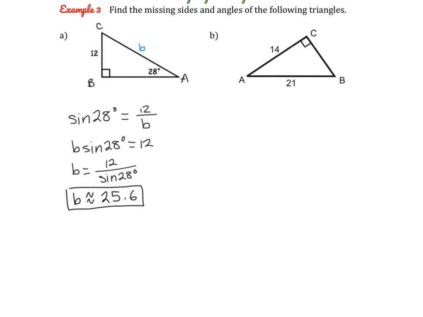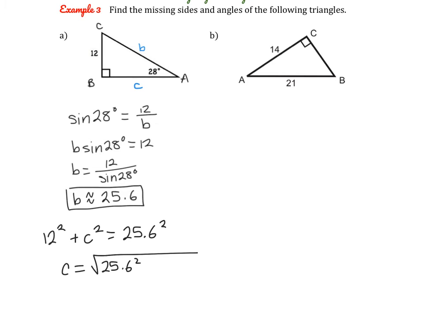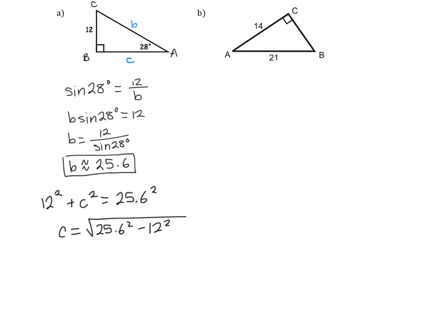So once I know this length, I can find the length of C by simply using the Pythagorean theorem. So we know that 12 squared, and remember we call this lowercase c because it's opposite angle C. So 12 squared plus c squared equals 25.6 squared, which is our hypotenuse. So c is going to be the square root of 25.6 squared minus 12 squared, which again you can plug into your calculator to get a decimal approximation. And here we should get approximately 22.6.